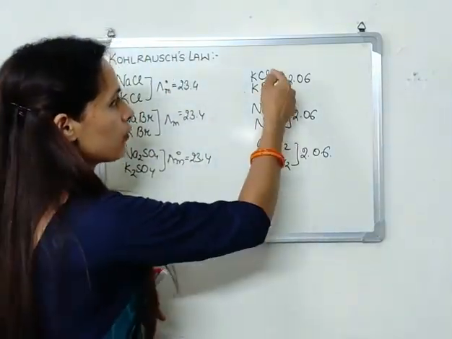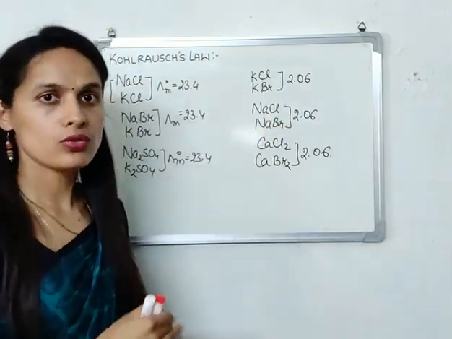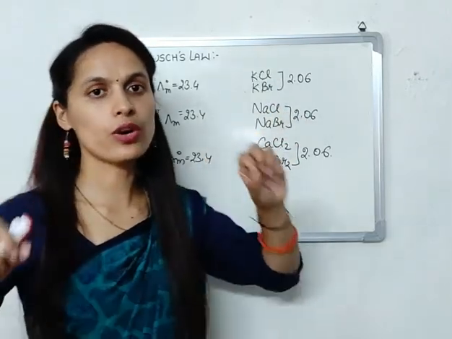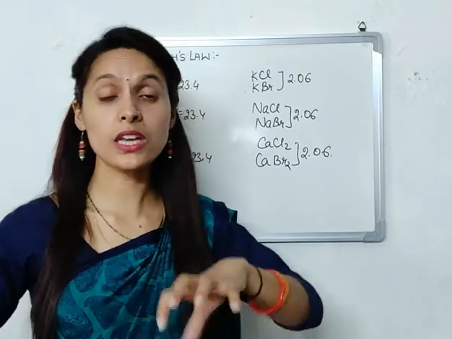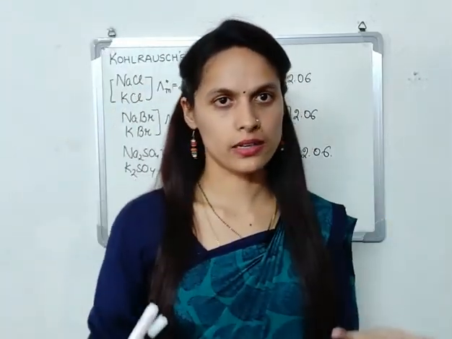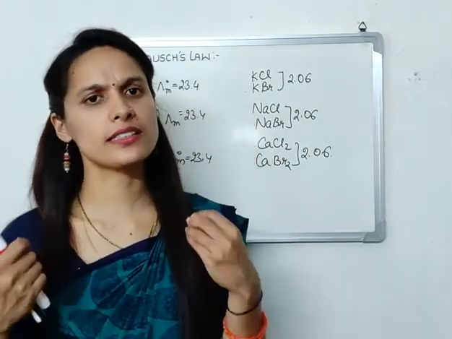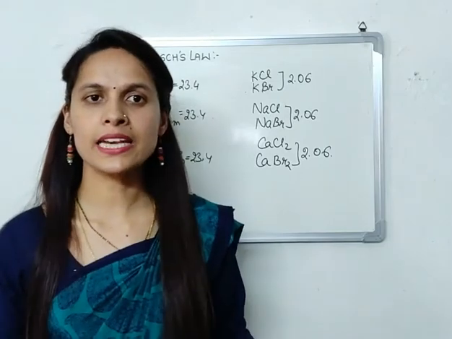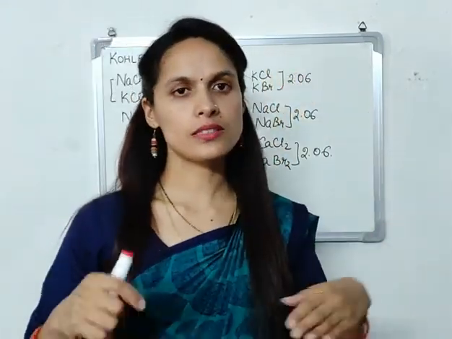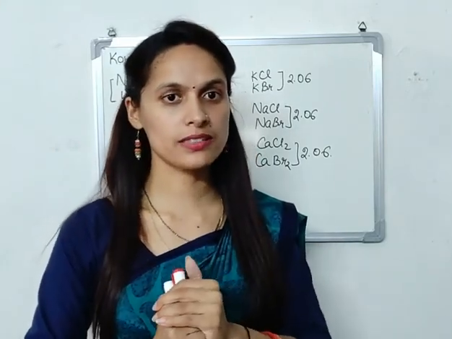Similarly, here we have the anions Cl and Br, and now we are changing the cation. Cl and Br have a definite contribution towards the molar conductivity, irrespective of the attached cation. Whether it is K, Na, Ca2 positive or Mg2 positive, whatever the cation is, the contribution of Cl and Br towards the molar conductivity remains the same.